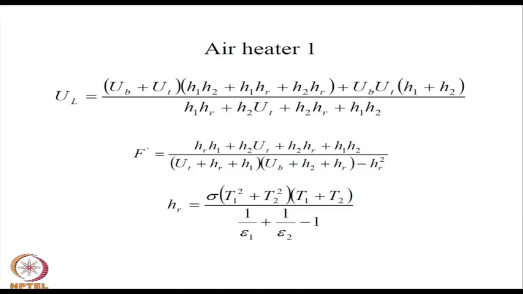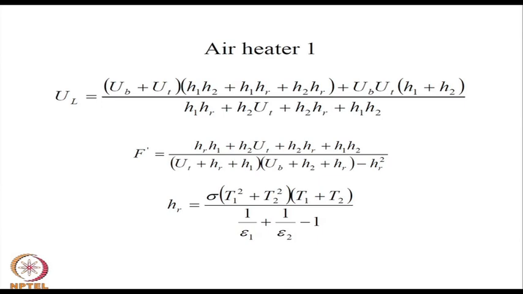For this we have the overall loss coefficient, a long expression which we have given last time, and it comprises the back loss coefficient and the top loss coefficient and the convective heat transfer coefficients H1 and H2 and the radiation heat transfer coefficient HR. Similarly, the collector efficiency factor also has been expressed in terms of the heat transfer coefficients and the loss factors, where of course we define the radiative heat transfer coefficient in terms of the two temperatures. Essentially, that is to express the radiative heat loss as a product of HR and a delta T.